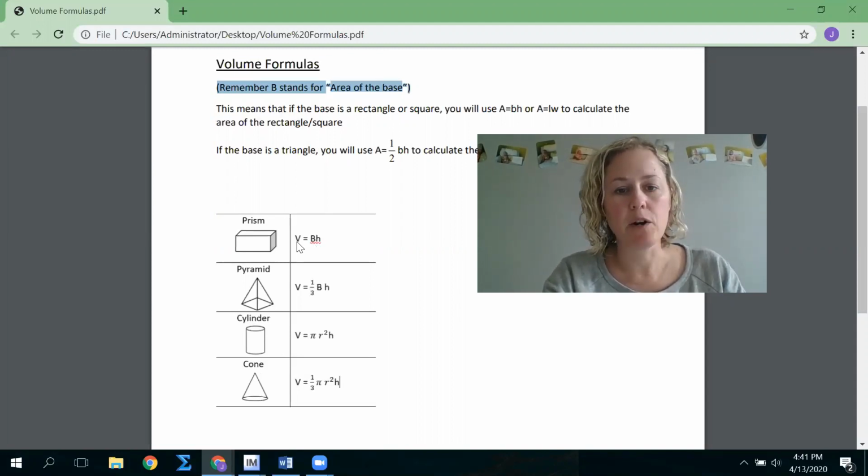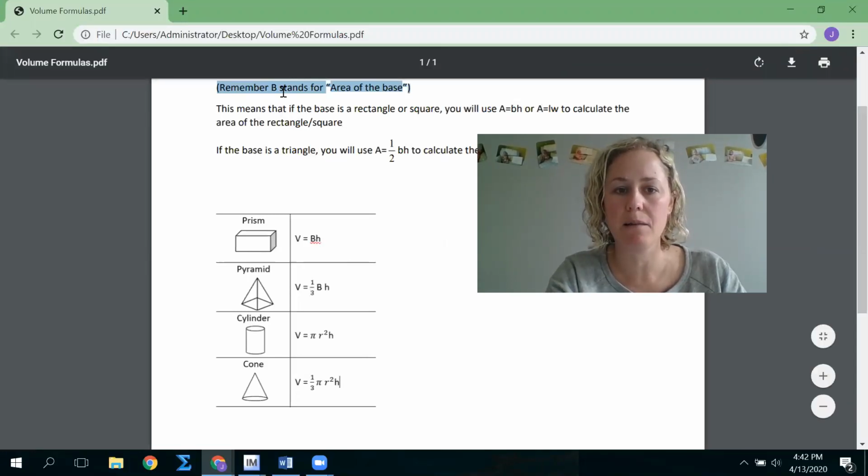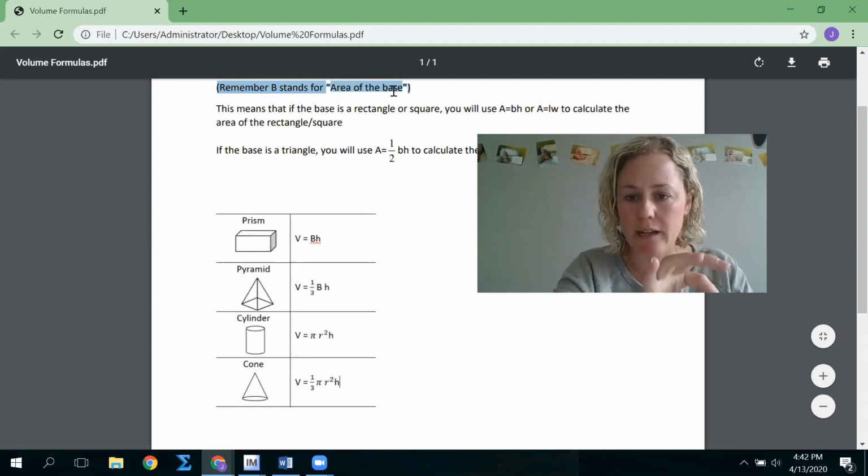Okay, so those are our 4 shapes, and then you can see the volume formulas right next to those. So for a prism, it says volume equals capital B times H. And the very most important thing to remember is that capital B, I've highlighted it right up here at the top, capital B stands for area of the base. That is not a number that you're gonna find on your shape. So it's not like you look at the shape, you find capital B and you plug it in.